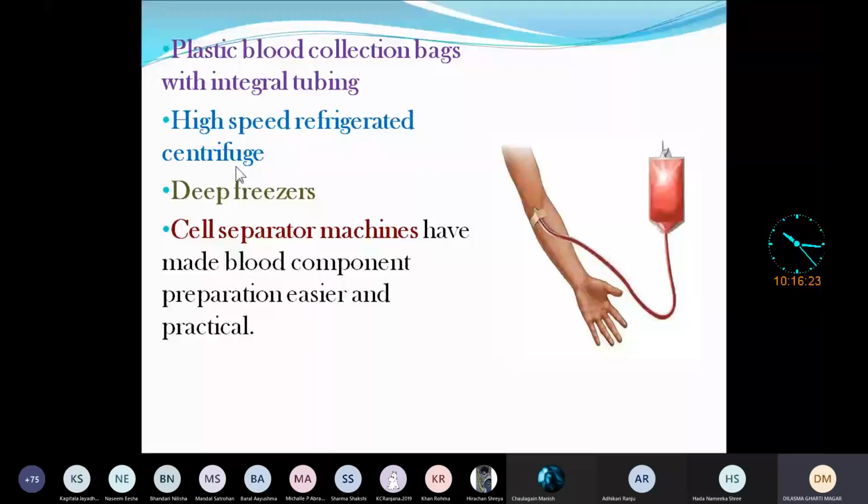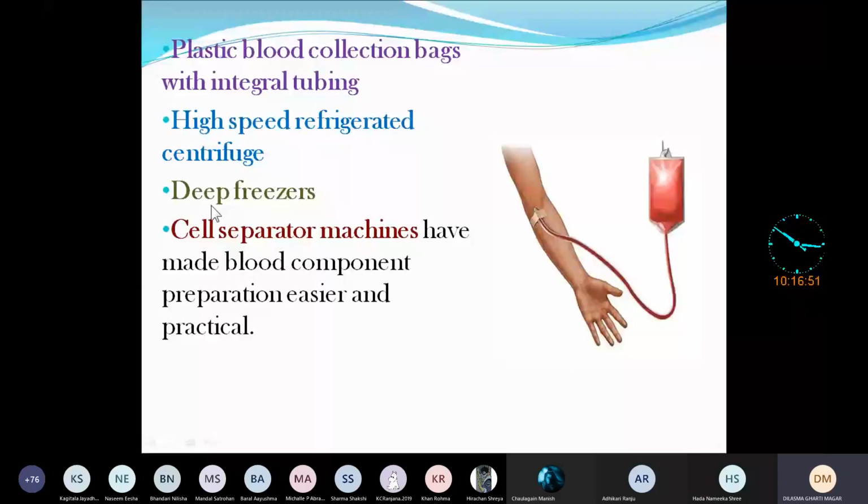And then the deep freezers. Refrigerator, I already told you what is the temperature at which we should store the blood. At what temperature should we store the blood? About 4 degrees Celsius. Okay, so many of you answered 2 to 6, isn't it so? But usually we should maintain the blood at 4 degrees Celsius.